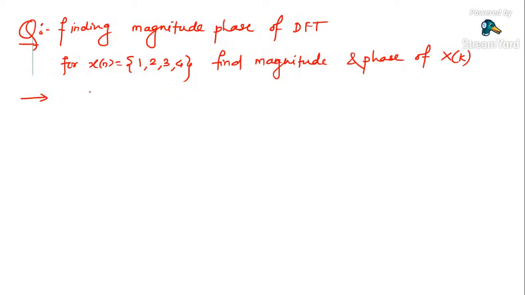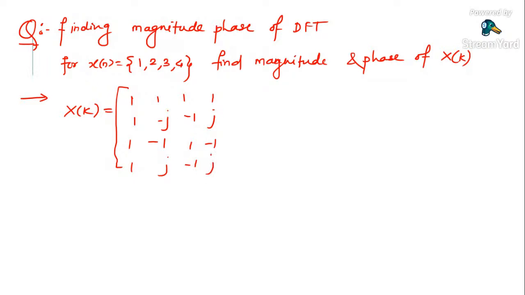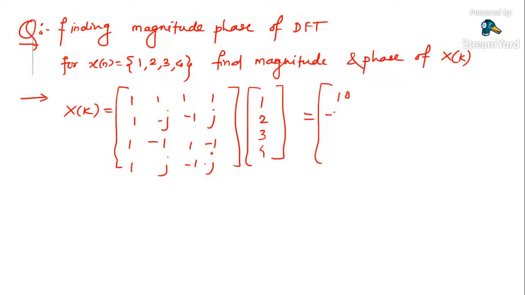First of all, what you have to do is calculate the DFT of x of n. So X of k is equal to the DFT matrix 1 1 1 1, 1 minus j minus 1 j, 1 minus 1 1 minus 1, 1 j minus 1 minus j, multiplied by the numbers 1 2 3 4. So the answer comes to 10, minus 2 plus 2j, minus 2, minus 2 minus 2j.